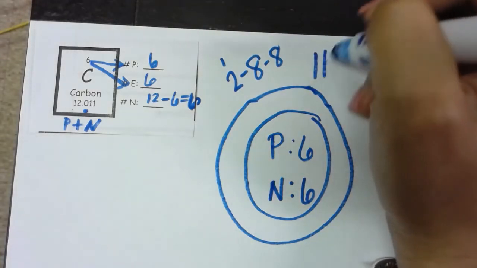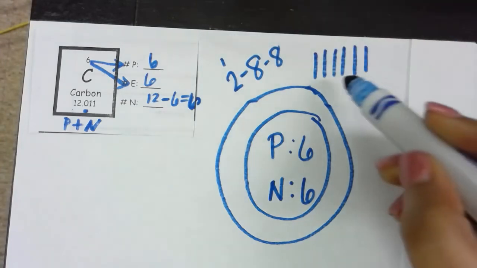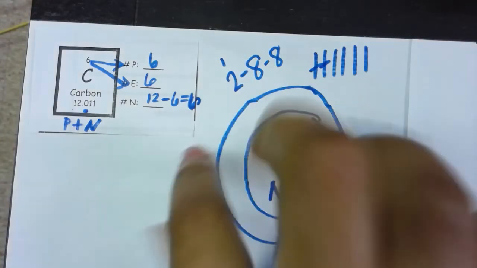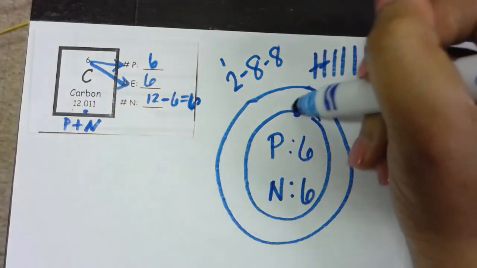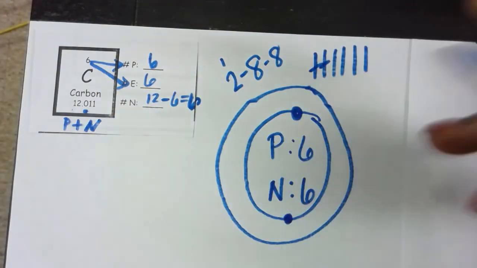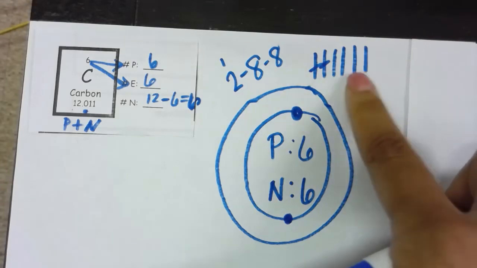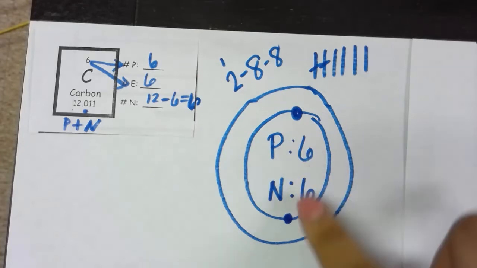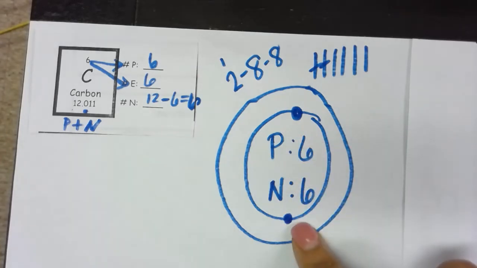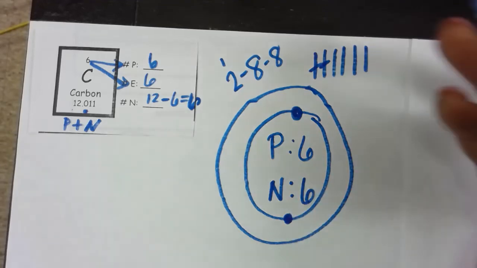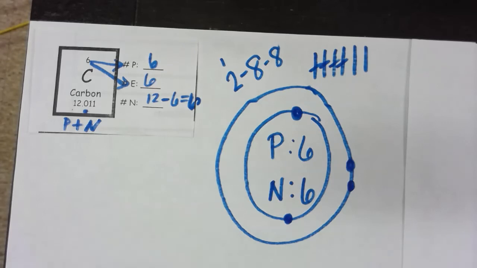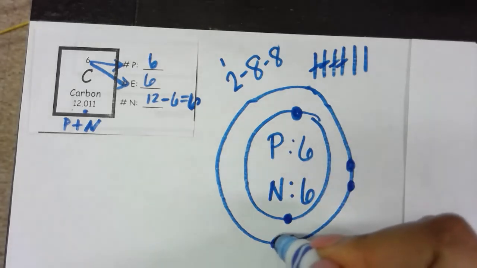I have a total of 6, so I'm going to draw 6 tick marks. So, I'm going to use 2, just like the rule says, on my first shell. Now I have 4 left. Those 4 can be placed on my second shell because there's no more room left on my first shell. So I'm going to place those in pairs just so I can keep up with the numbers. So I'm going to put 2 and cross off 2. I have 2 more, and I'll put those right here.